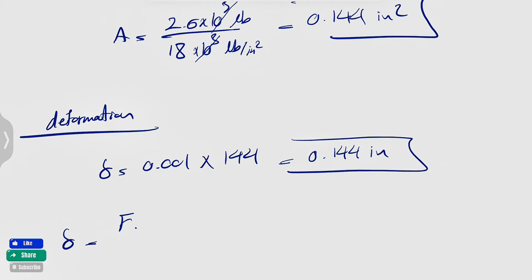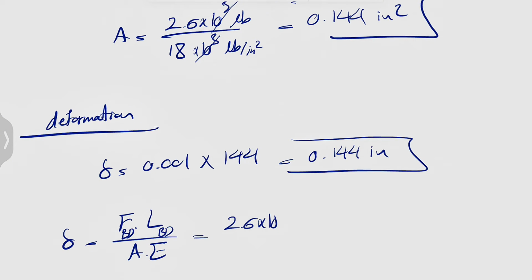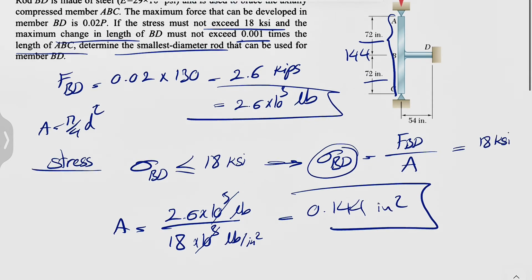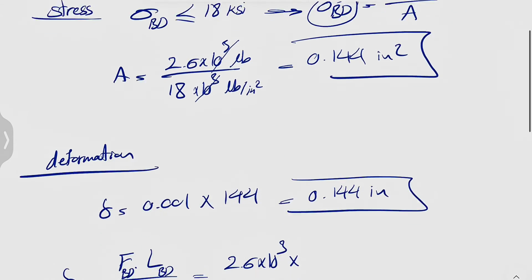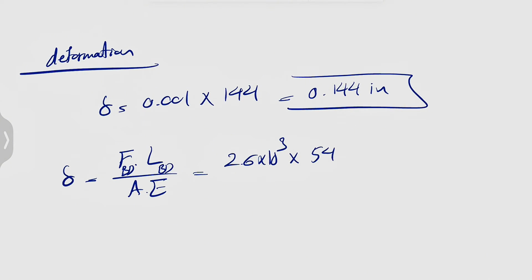And we have our formula. Deformation is equal to force times length divided by area times elastic modulus. I explained this in the previous videos. Feel free to check out the playlist for the questions in this chapter. Since this will be the deformation in BD, we're going to deal with the force in BD and also the length of BD. So the force will be what we found in the previous step, 2.6 times 10 to the 3 pounds. The length of BD would be this length, which we know is 54 inches.